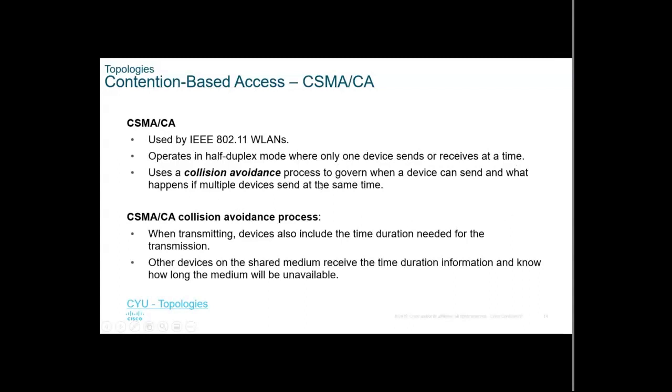And it uses collision avoidance, which is a process for when the device can send, and what happens if multiple devices send at the same time. So when transmitting, the device also includes a time duration needed for the transmission. So basically it's this: hey guys, I'm going to talk for 2 minutes, and then someone else can talk. So everyone just waits for me to finish my 2 minutes, and then they start talking. Other devices on the shared medium receive this time duration information and know how long to keep quiet. Okay?